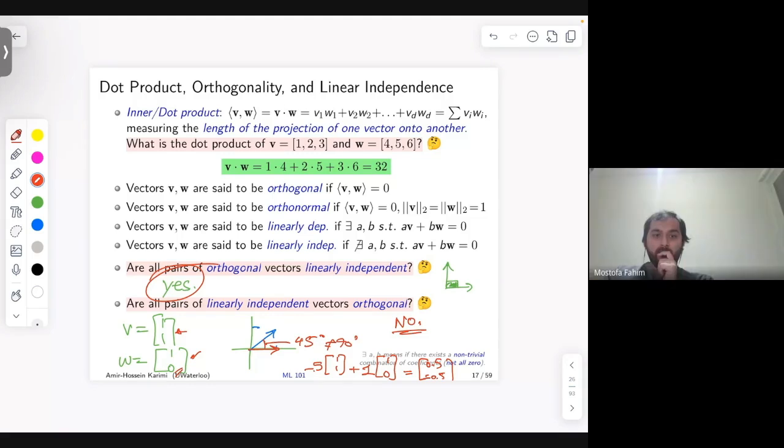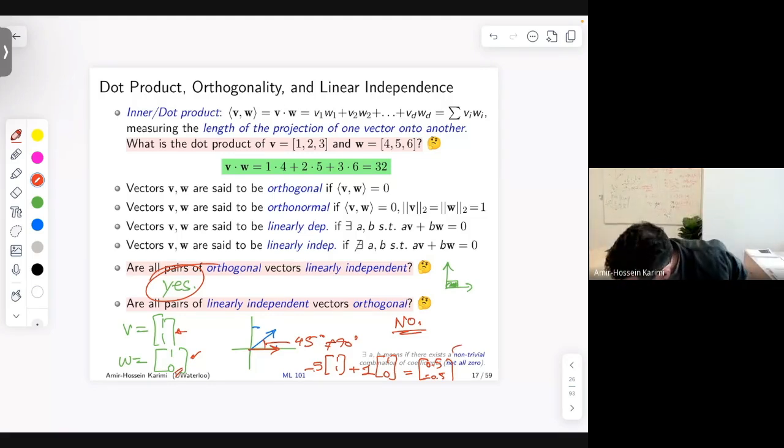Okay, sorry. Excellent. And again, I want to emphasize that the values of A and B have to be non-trivial. Of course, if you set A and B to 0, then that's a trivial value, but that's not the definition of linear independence.